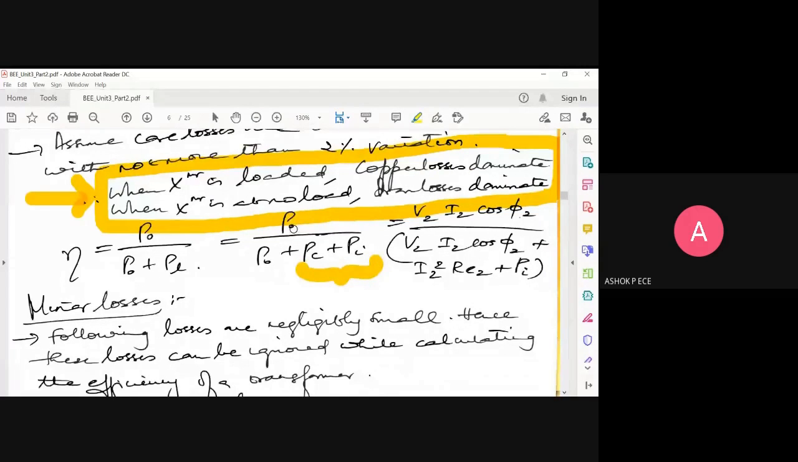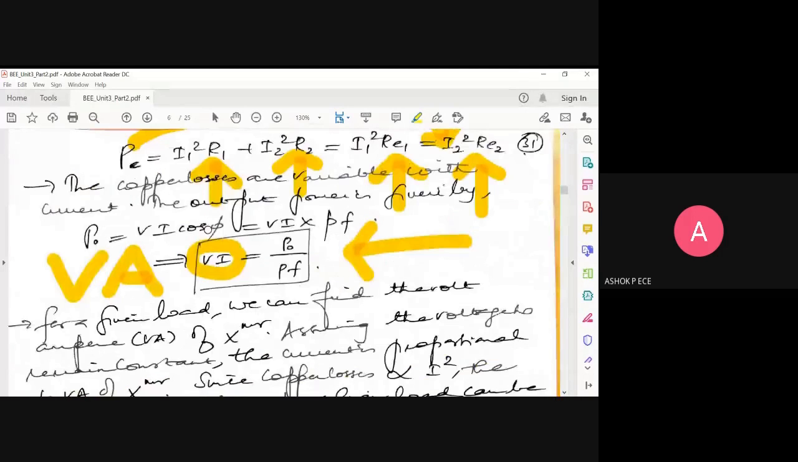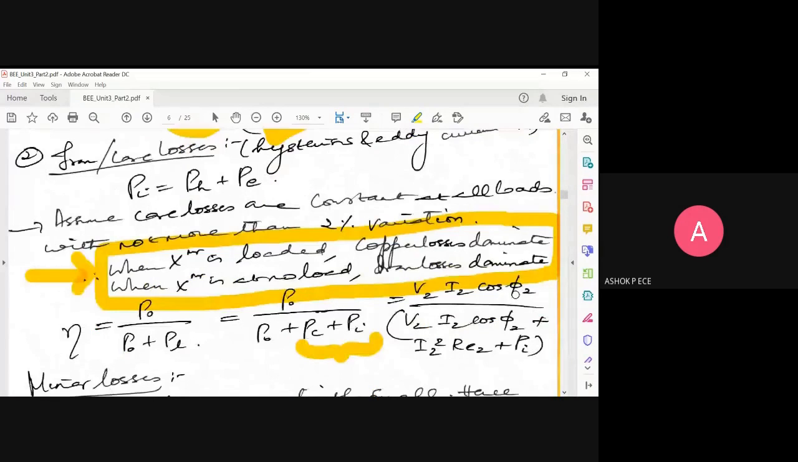Divided by the same P naught, V2 I2 cos phi 2, plus PC, the copper loss, I2 square RE2. I am writing everything with respect to the secondary, so I am writing only in terms of I2 everywhere. Plus PI. I am writing it as PI because iron loss is constant. We have seen that iron loss I am going to consider as constant for all the loads.